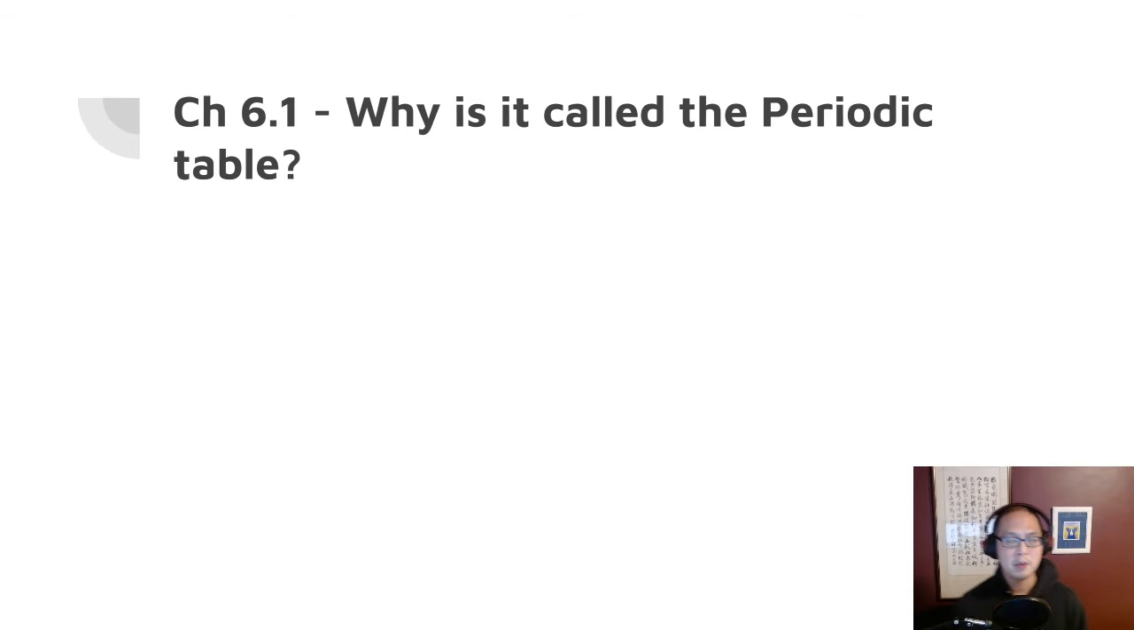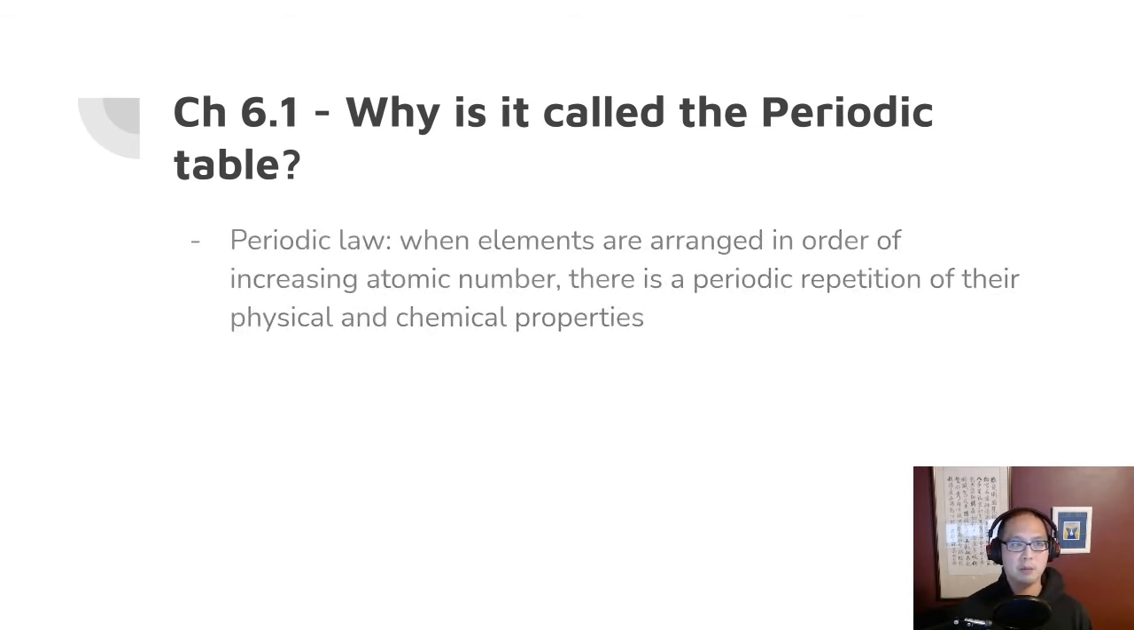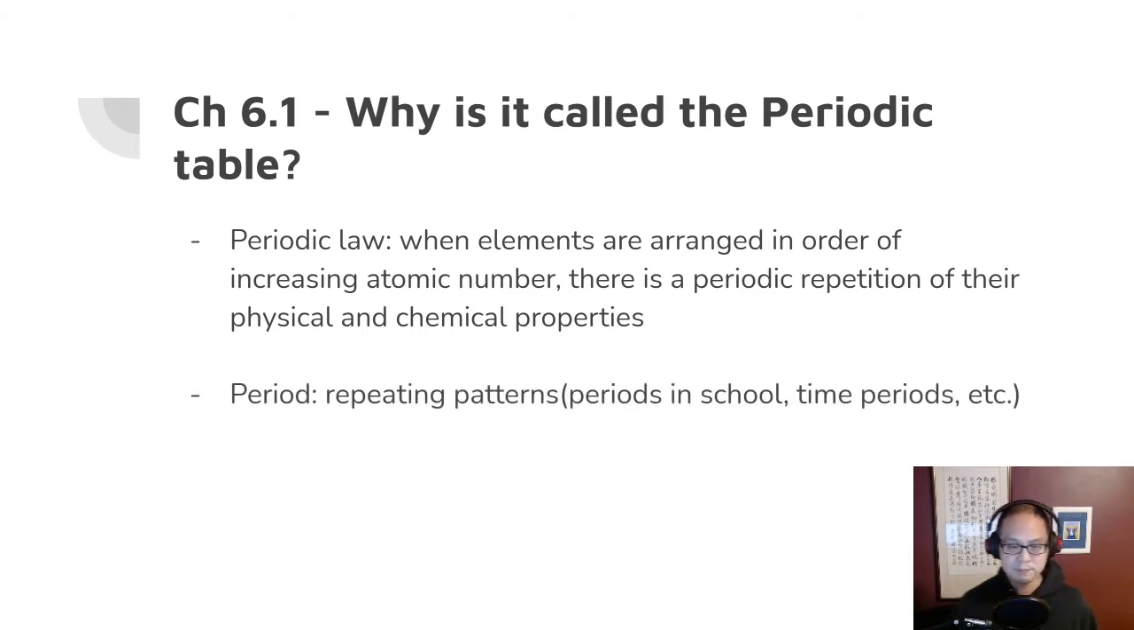means. Okay, so why is it called the periodic table? Well, that's because elements operate according to periodic law, which means that when you organize the elements in order of increasing atomic number, there is a periodic repetition of their physical and chemical properties. Now, this term period just means having repeating patterns. And you've seen this term period before, right? You have different periods at school, you have different time periods, etc.